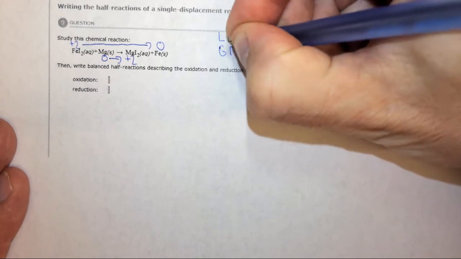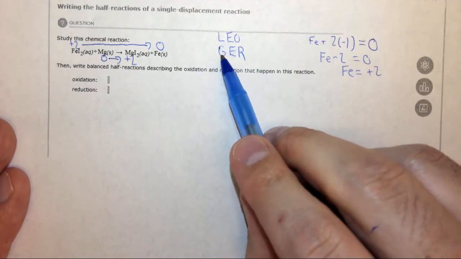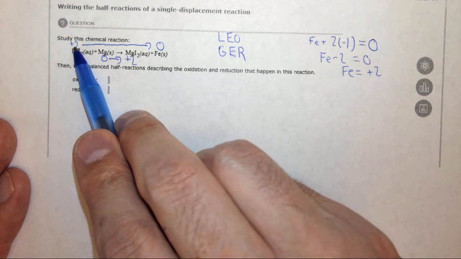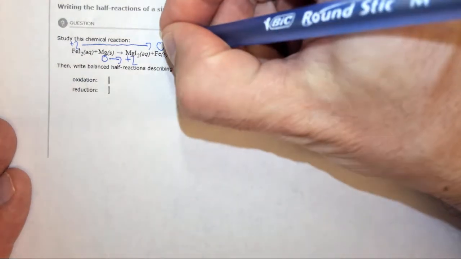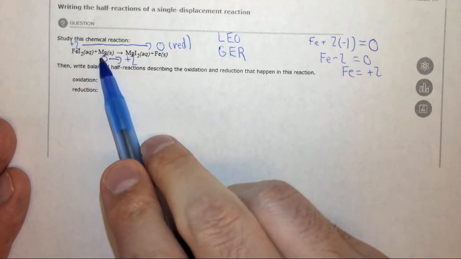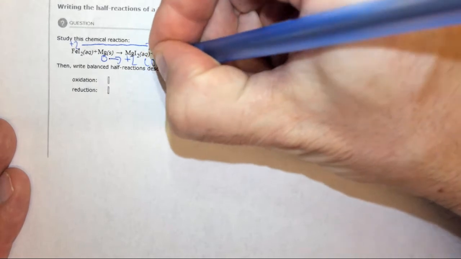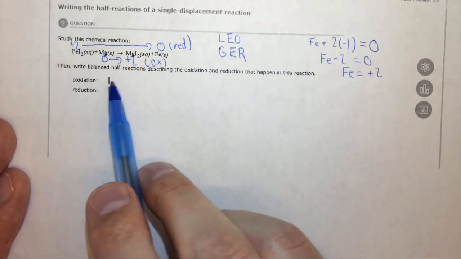Remember your mnemonic device, Leo the lion says grr. And what this means, again, is losing electrons is oxidation, gaining electrons is reduction. So if something goes from plus 2 to 0, it has gained electrons. This is reduction. In this case, something goes from 0 to plus 2, it has lost electrons. So this is oxidation. So it first wants our oxidation half reaction.